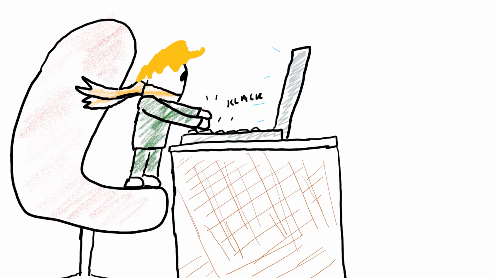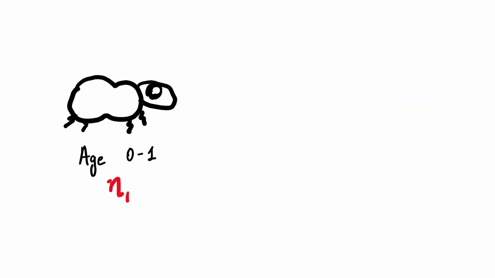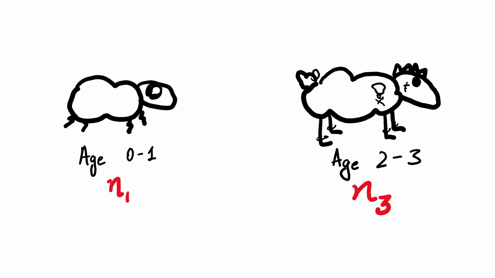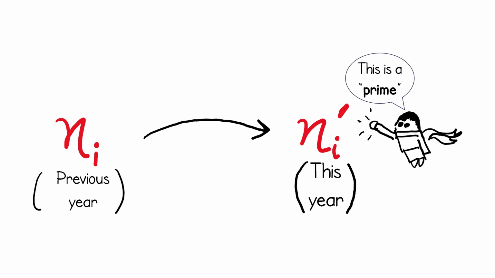The prince wished to keep records of the sheep, so he used the variable n sub i to count the number of sheep in their ith year. So n sub 1 is for the newborns, n sub 3 is for the older sheep between the ages 2 and 3, and so on. The values measured in the previous year are denoted by n sub i, and the values for this year are denoted by n sub i prime.